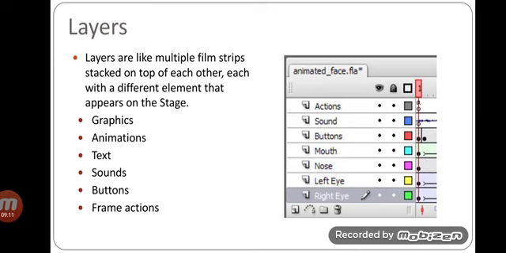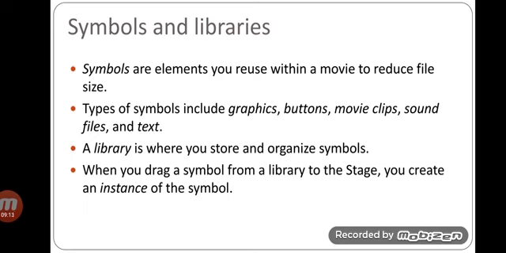So we move on to symbols and libraries. A symbol can be reused throughout your movie or imported and used in another movie. There are three types of symbols: graphics, buttons, and movie clips. So symbols are elements you reuse within the movie to reduce the size. Types of symbols I already discussed: graphics, buttons, and movie clips.